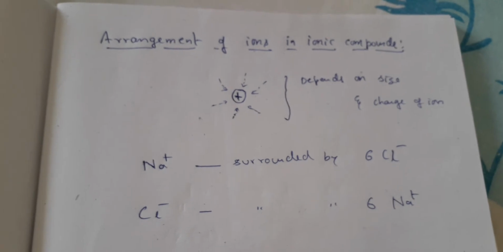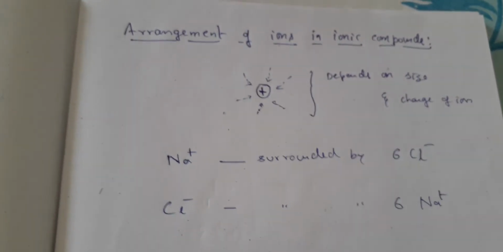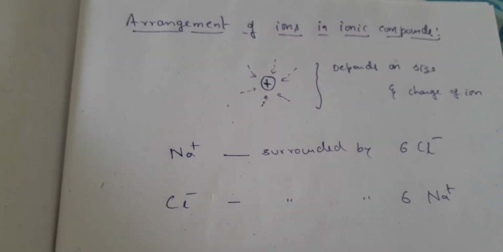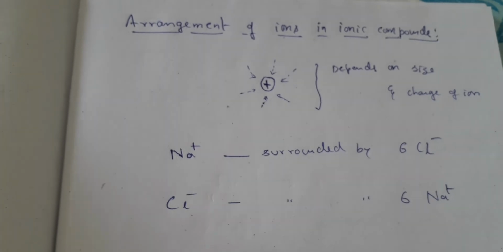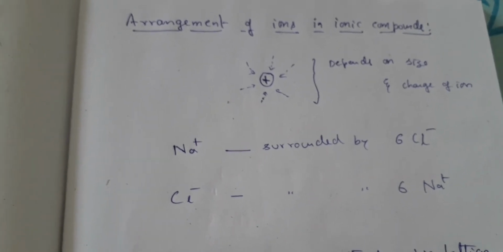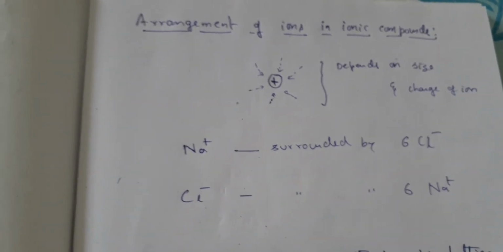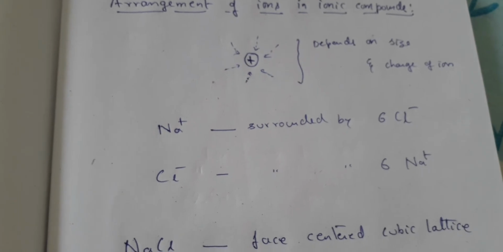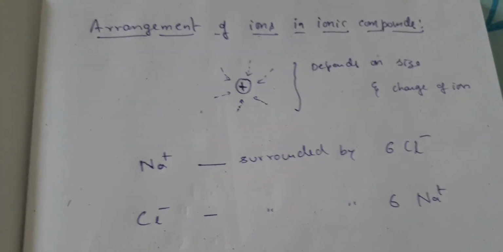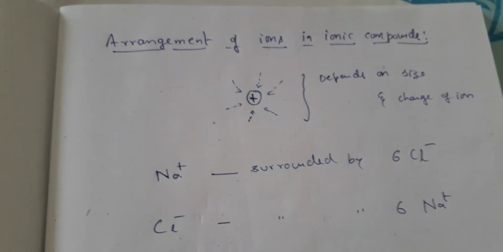Now let us see how the arrangement of ions is in ionic compounds. Because there are positive and negative ions, let us take an example of a particular ionic compound and see how these ions are arranged, right? So usually, suppose you have a positive ion or a negative ion also.